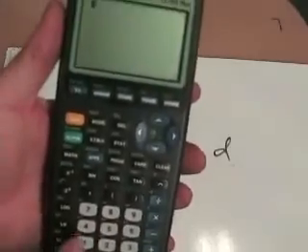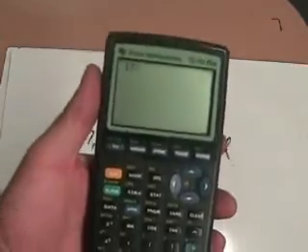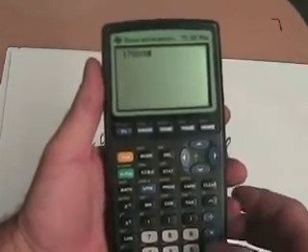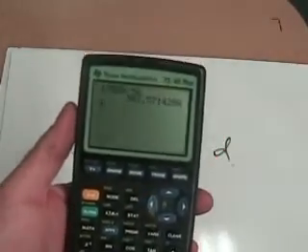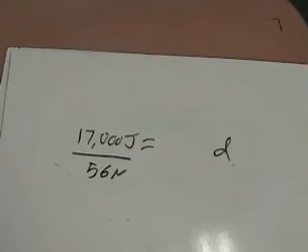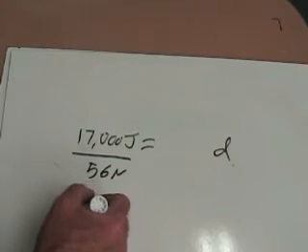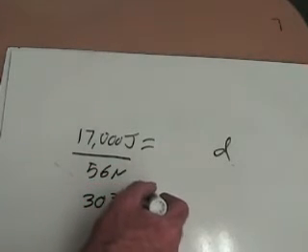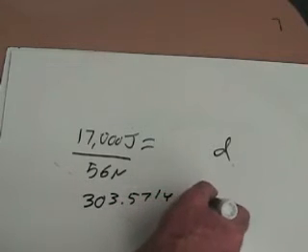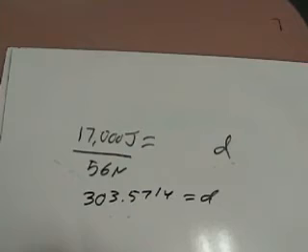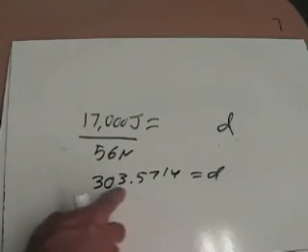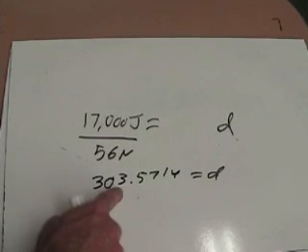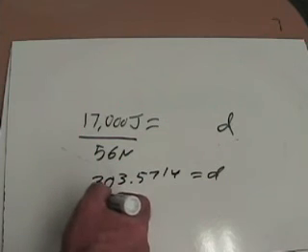So if we say 17,000 divided by 56, we get 303.5714. We got a lot of numbers. So D equals 303.5714. Now that's way more significant figures than we have. We had to limit ourselves to 2 significant figures. Now this is going to be an interesting case, because since this is a 0 and this one is a 3, it rounds to 300.